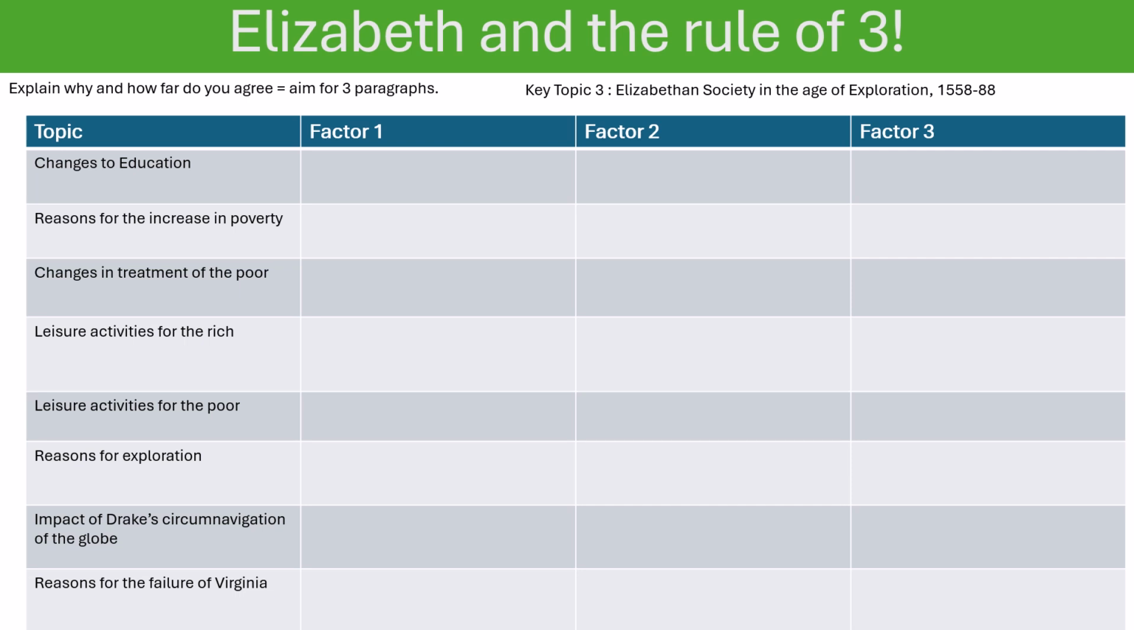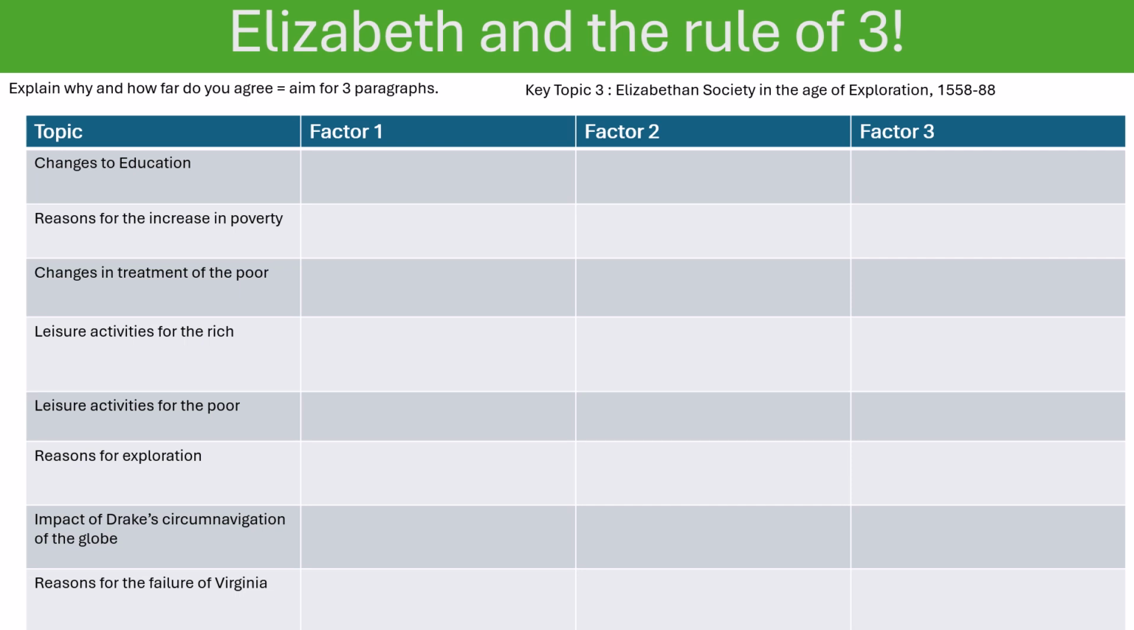The reasons why there was more exploration. So Tudors at this point travelled further than they had ever done before. So can you think of 3 reasons why that was? What was the impact of Drake's circumnavigation of the globe? Remember when he sailed all the way around the globe, what happened because of that?